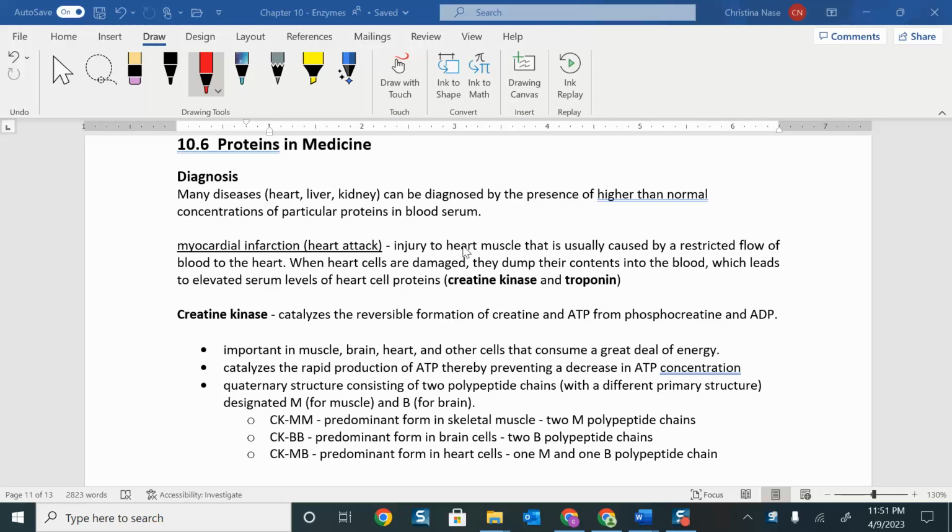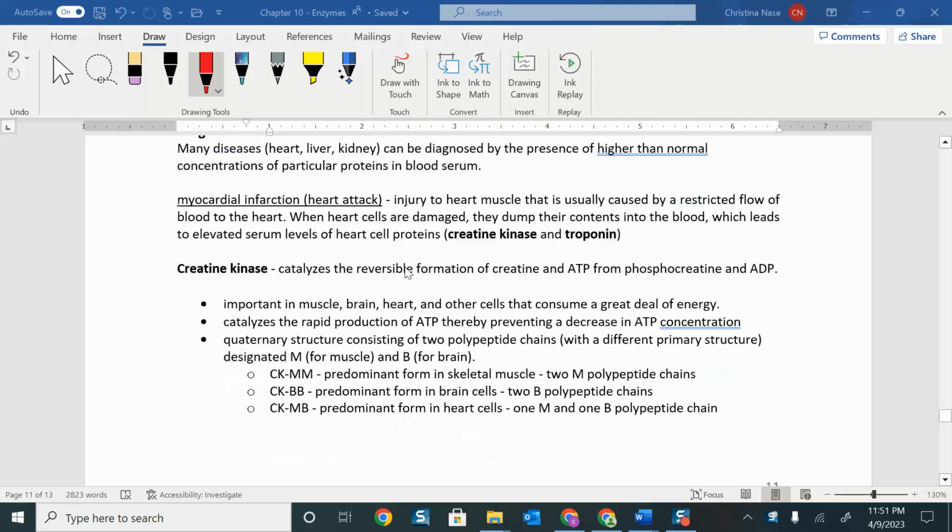So when you have a heart attack, your heart cells are damaged, and then they're going to release a whole bunch of these proteins into your blood, and you'll be able to measure those. So creatine kinase is kind of a cool protein. It catalyzes the reversible formation of creatine and ATP from phosphocreatine and ADP. More important than that, it's important in your muscle, brain, and heart and other cells because it consumes a great deal of energy.